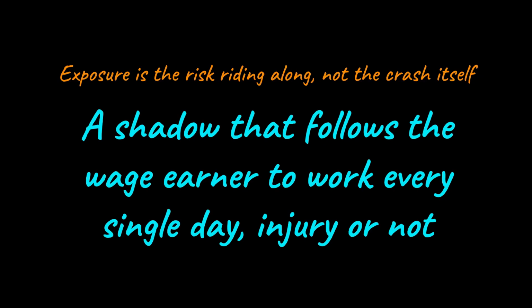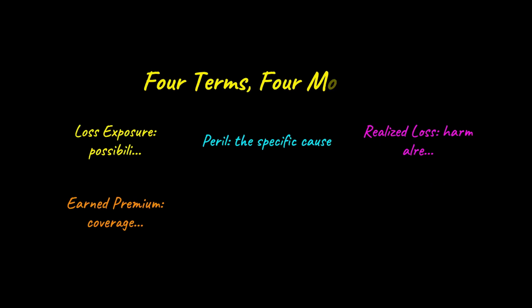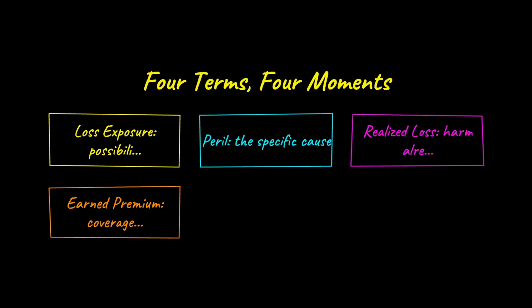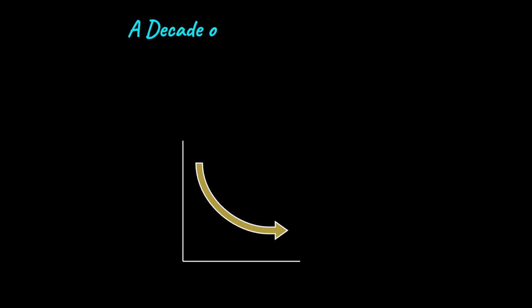Every workday carries the quiet, continuous chance that income could be cut off, whether the bad event is near, far, likely or unlikely. Precision matters because loss exposure keeps company with 3 other terms. A peril is the specific cause of a loss, like the injury itself. A realized loss is harm that has already happened. Earned premium is just the slice of premium the insurer has already provided coverage for.